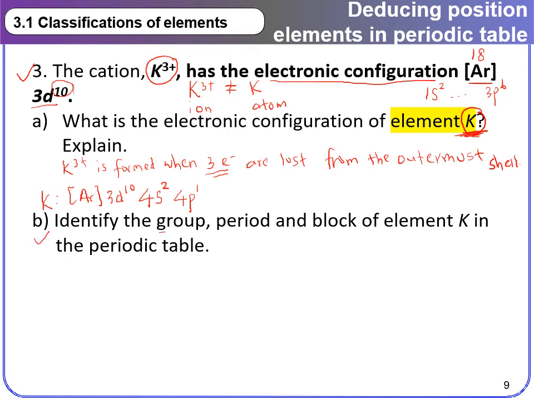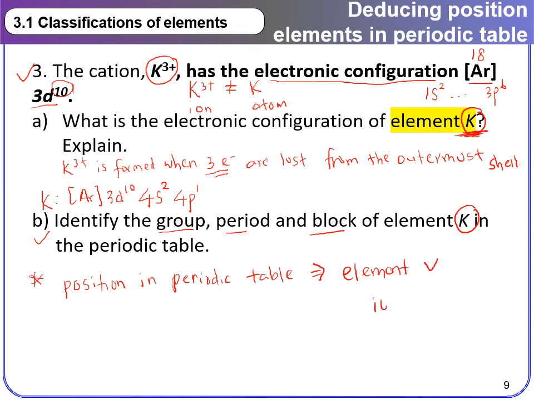For part B, we have to determine the group, period, and block for the element K. A reminder again: if the question asks us to determine the position in the periodic table, it refers to the element, not the ion, because elements are in the periodic table, not ions. So we are going to refer to this K electronic configuration to get the position of element K.